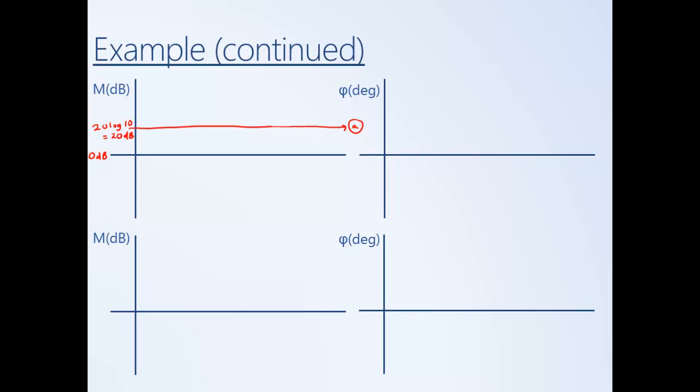Our second component is a pure differentiator. So now think about what the magnitude plot of a pure differentiator looks like. The magnitude plot of a pure differentiator is a straight line with a slope of positive 20 dBs per decade. And if you think back, the plot of a differentiator crosses the 0 dB axis at 1 radian per second.